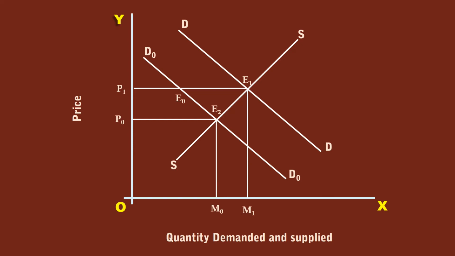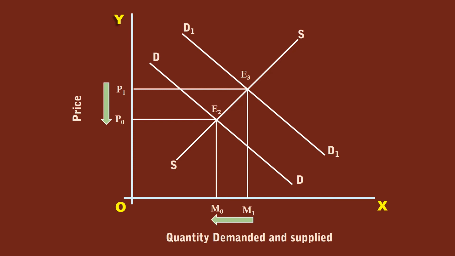The net result is the price decreases from P1 to P0. The quantity decreases from M1 to M0. The impact of decrease in demand is partly absorbed by price and partly by the quantity.